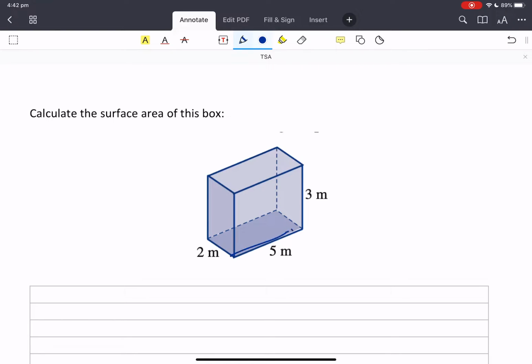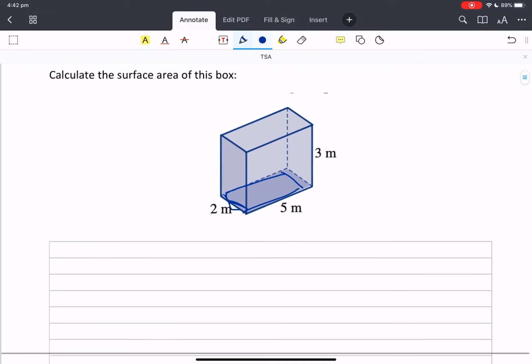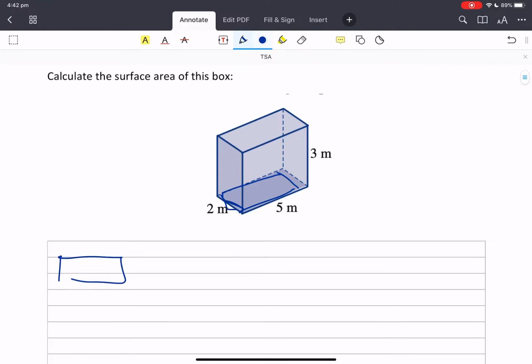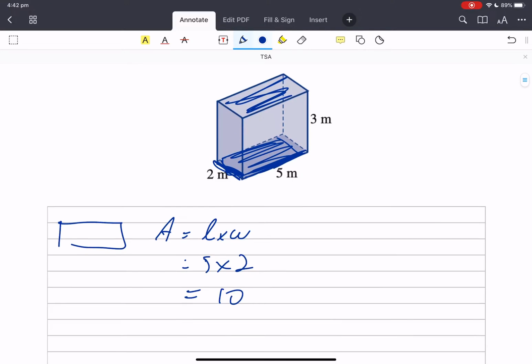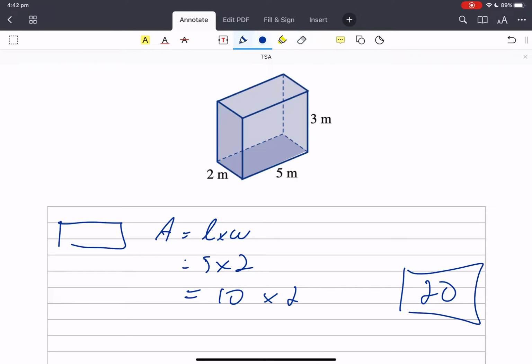Let's just start with this blue one. So my blue rectangle, area equals length times width. So it's 5 times 2, which is 10. And there's one on the bottom and there's one on the top, so I'm going to multiply that by 2 and say that there's 20 square metres of the top and the bottom. Let's get a fresh colour. Let's go green. There's a rectangle there.